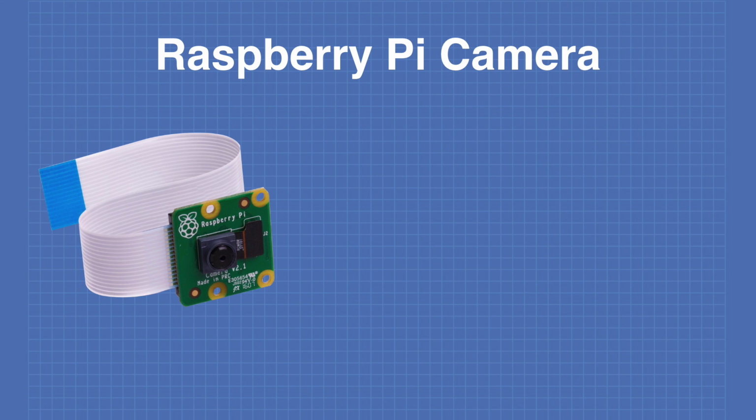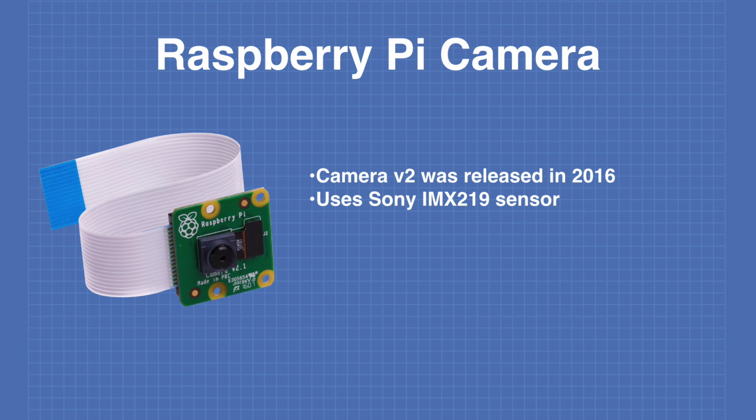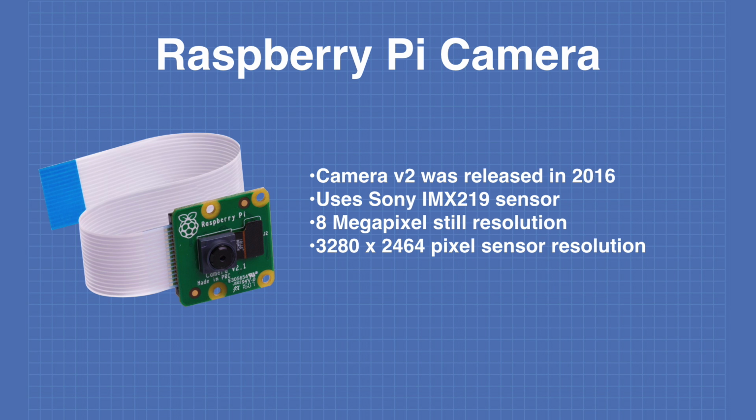Version 2 of the camera was released in 2016. Version 2 uses a Sony IMX219 sensor. It has an 8 megapixel still resolution. It has a 3280 by 2464 pixel sensor resolution.